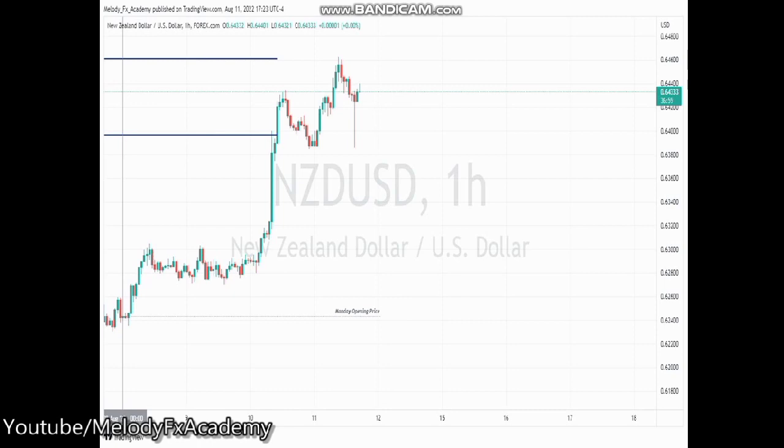Once you have identified that, you go to your hourly chart. This is where all the magic happens. Now what you want to do, this is me answering the question of what do I do once I have identified my draw on liquidity on my weekly time frame.